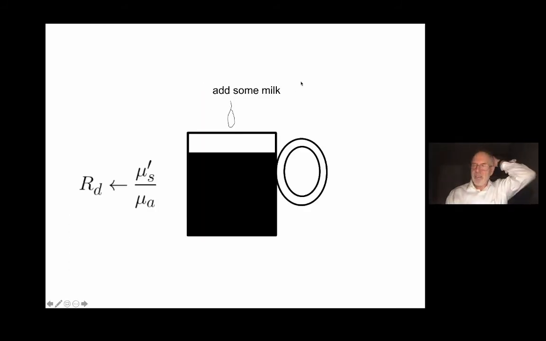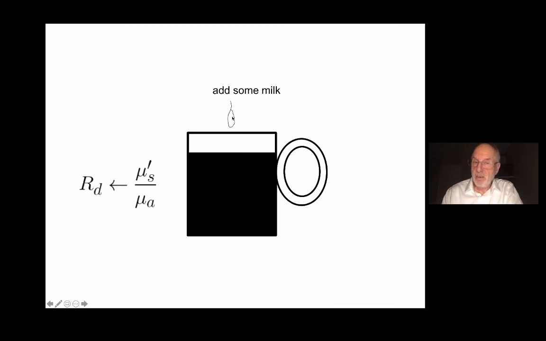Now, I use this every day. This is very useful. When I buy a cup of coffee, it's black. But I don't know whether I've got good coffee or bad coffee. Do I have strong coffee or weak coffee? The reflectance is related to the ratio of mu sub s prime over mu sub a. Initially, mu sub s prime is almost 0, so reflectance is 0 and it looks black.